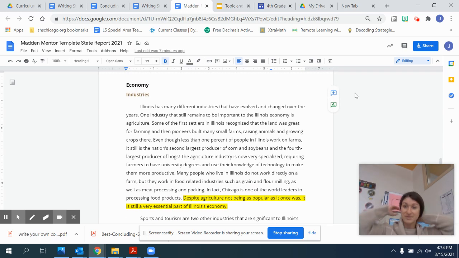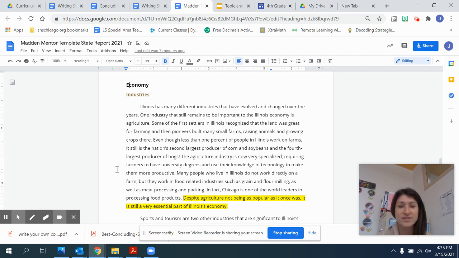I found my economy section in my report. Under industries, I indented. Illinois has many different industries that have evolved and changed over the years. One industry that still remains to be important to the Illinois economy is agriculture. Some of the first settlers in Illinois recognized that the land was great for farming, and then pioneers built many small farms, raising animals and growing crops there.